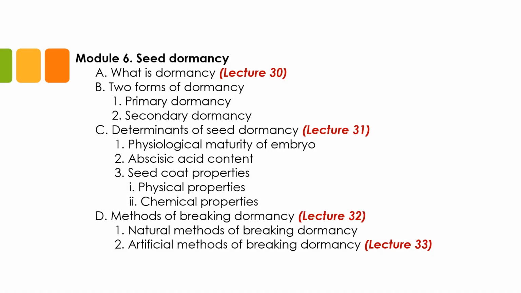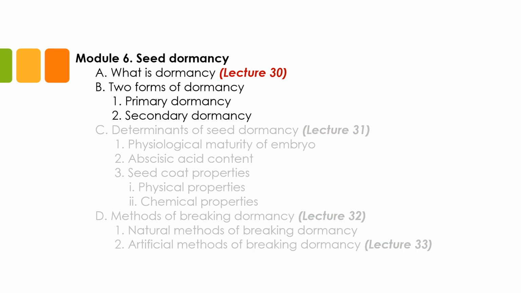In the last module, we focused on the detailed process of germination and discussed the various determinants and requirements for seeds to germinate. In Module 6, our focus will be on seed dormancy, including its various forms and determinants, as well as methods of breaking dormancy in seeds.